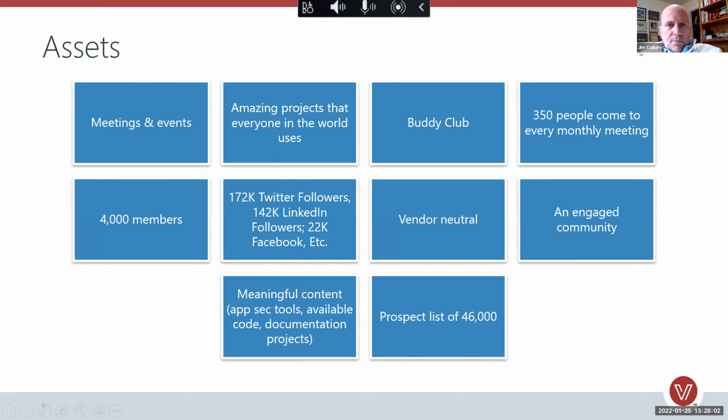but really what we like to do when we're doing this situational analysis that I mentioned is look at the assets that the organization has that we can make use of with our marketing and communications. And you certainly, when I talk about the story that OWASP tells, when you talk about being vendor neutral, the fact that anytime you have a meeting, 350 people come, that you have an engaged community, there's a lot to tell that we could do in a more dynamic fashion. And then you have a pretty strong following on social media, and then you have a prospect list for us to start with. So if you have 5,000 or so members, when you have a prospect list of 46,000, we got something to work with.